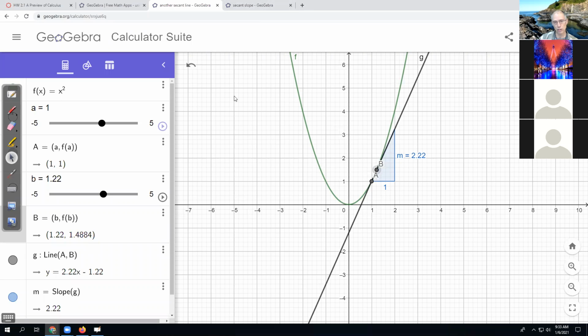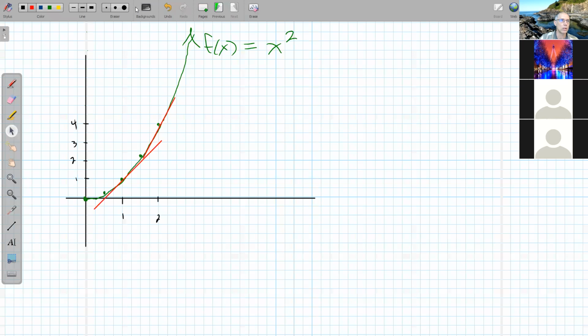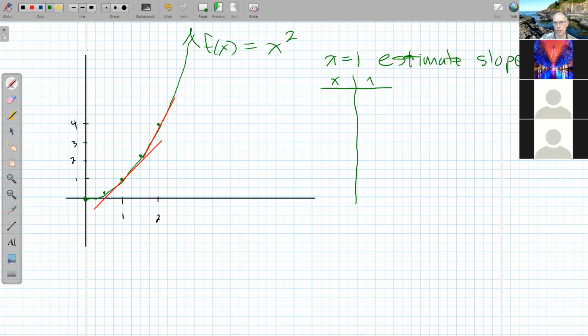So the next thing I want to do is take a look at this a little more systematically in a table. So let's pick x equals 1 in this table, and we want to estimate slope at that point. We have our x values and our y values are x squared. So at 1, we get 1. And if I go all the way over to 2, let's make another column for slope here.